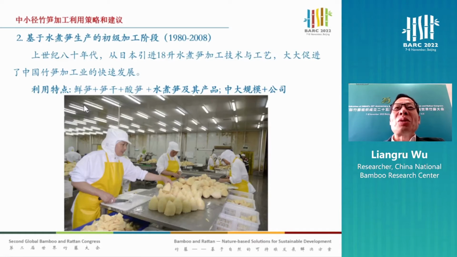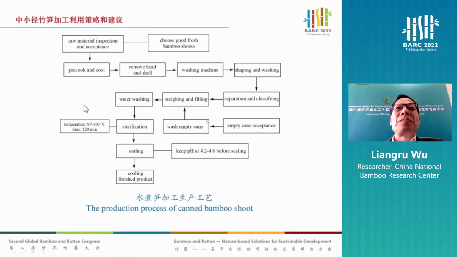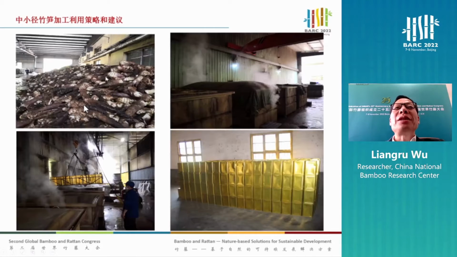So actually, water-preserved bamboo shoot is produced by some medium and large scale companies, and all these processes inherited this processing technology. And this is a mature process diagram. In these pictures, you can see how the bamboo shoots are cooked, sterilized, and then canned.